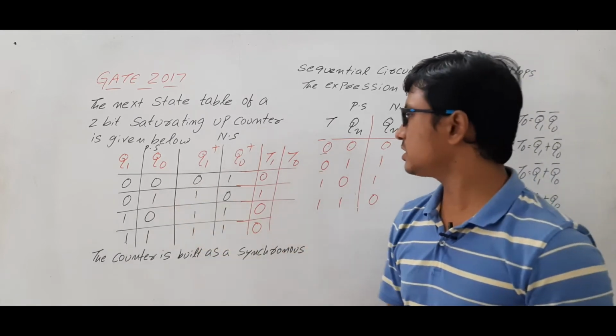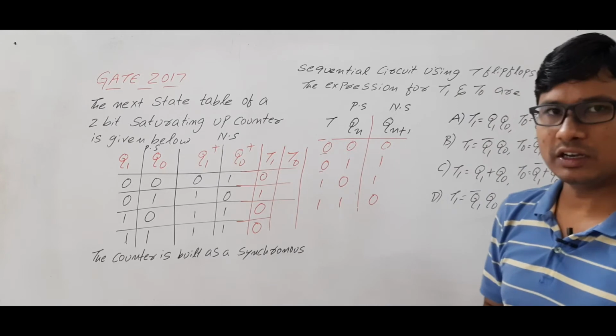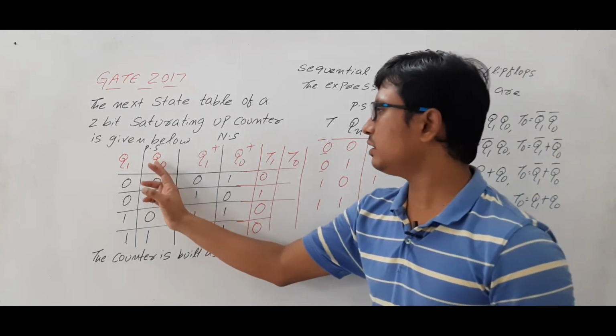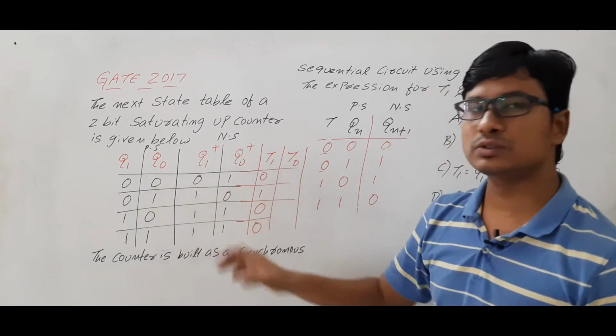So let me use the same principle to compute the T0 value. What inputs will we look at? We will look at Q0 and Q0+. It is 0, 1. So there is a toggle.